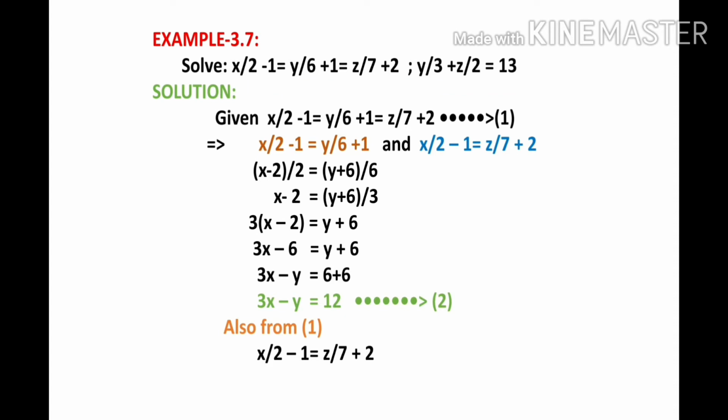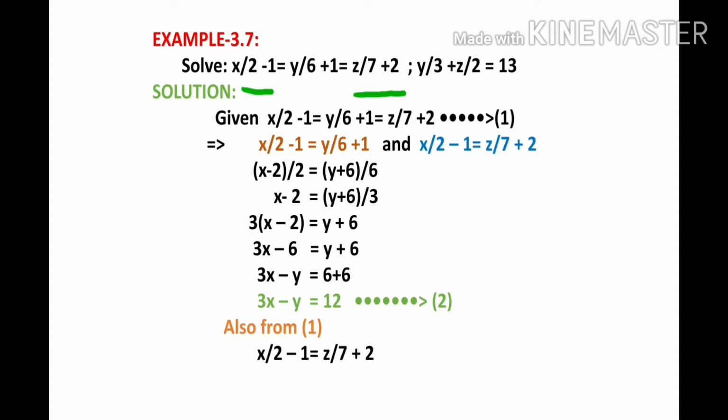So see this question. Here we have to equate. Now we have to form two equations using the first equation, that is x by 2 minus 1 is equal to y by 6 plus 1. This is one equation. Then another equation, x by 2 minus 1 is equal to z by 7 plus 2. So using this we form two equations.